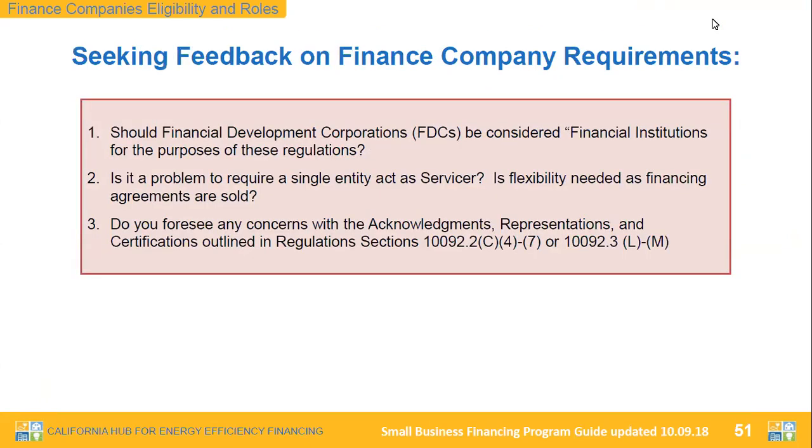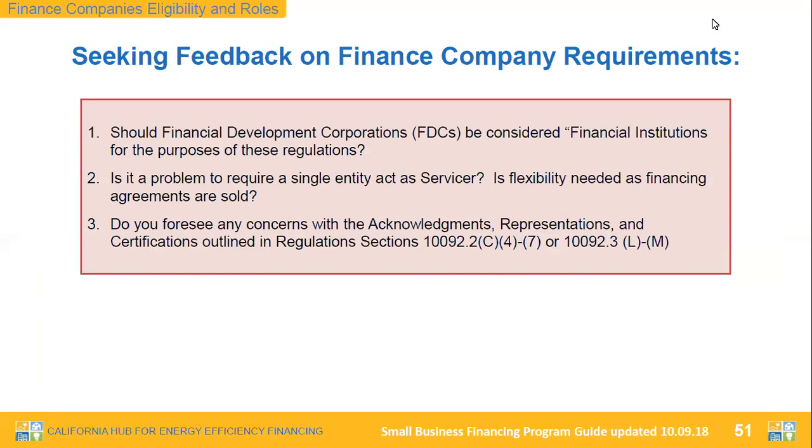A couple other things we're looking for feedback on. We're looking for feedback on whether the FDCs, or Financial Development Corporations, should be considered financial institutions. Is it a problem to require a single servicer? Do we need flexibility as financing agreements are sold? And do any of the finance companies foresee any concerns with the acknowledgements, representations, and certifications that are asked for in the regulations?